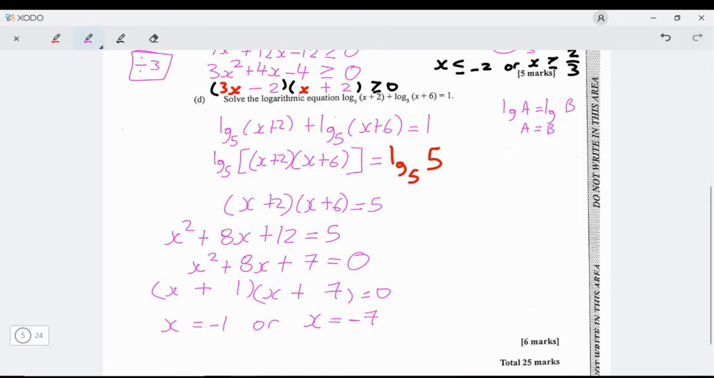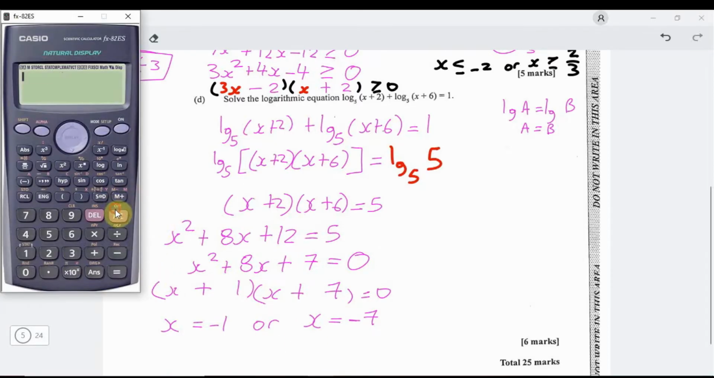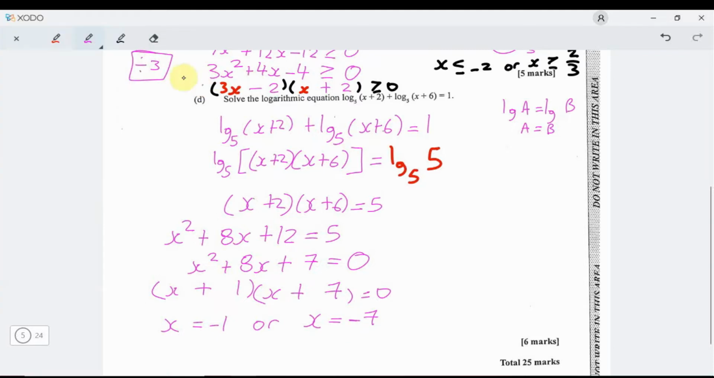Now with logarithms, you cannot just stop right there. You have to test it to see if it actually works. So look, we're going to put in our calculator log base 5 of minus 1 plus 2 plus log base 5 of minus 1 plus 6. And we should be getting 1. Let's see if we get 1. Yes, we do. So we know this one works. No, negative 7 cannot work. Why does negative 7 not work? Because the log of a negative number does not exist.